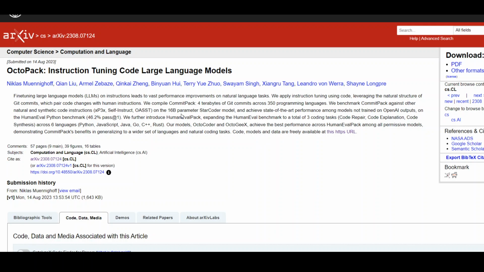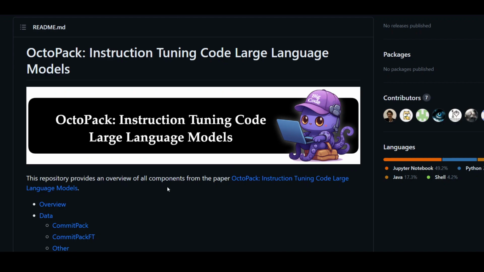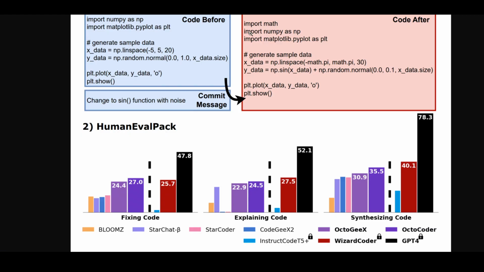The problem which they are trying to tackle is that right now most of the LLMs don't offer much performance and generalization. But this paper, on the basis of this OctoPack, improves instruction tuning in LLMs while achieving better performance. So what they're proposing is this.